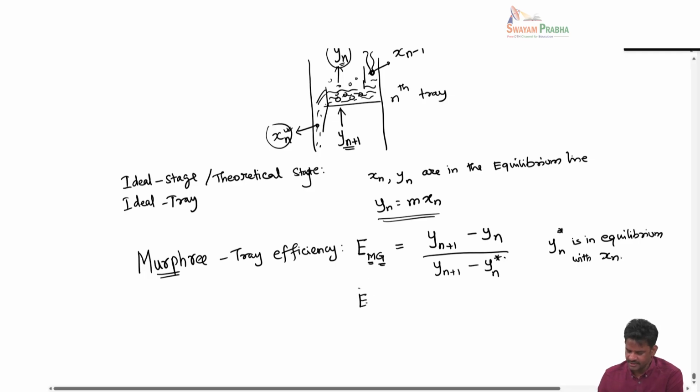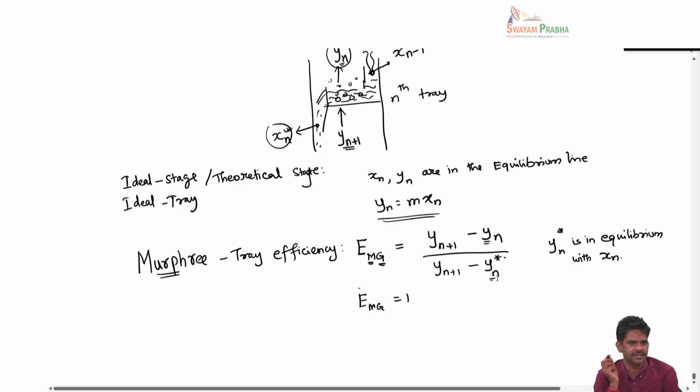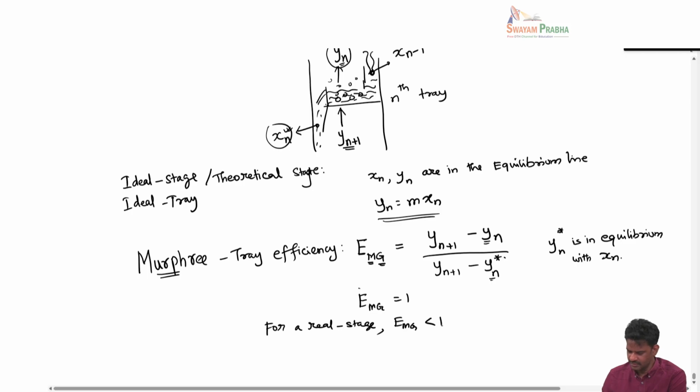So by this definition, for an ideal stage, EMG will be equal to 1. For an ideal stage, the actual composition change and the maximum change possible are equal, so the Murphy efficiency will always be 1. But in reality, yn will not be equal to yn star, it will be much lesser. Therefore, the efficiency will be less than 1 for a real stage. So for a real stage, EMG can be less than 1, because yn need not be at yn star.